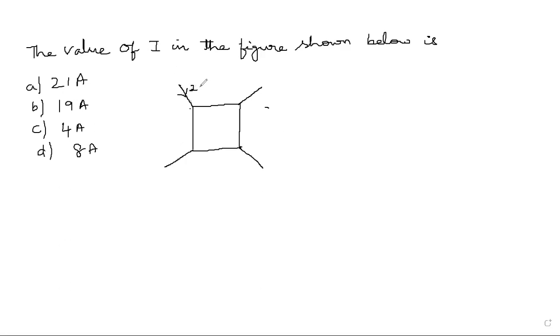Here they have given us 20 ampere. Here 5 ampere. Here it is 3 ampere. Here it is 1 ampere. Here they have given 4 ampere. Okay, now you can see here we have 1, 2, 3, 4, so 4 points we have. Now you observe here when it comes at this particular point, 20 is entering and 5 is leaving. So the current across this will be 15, right?